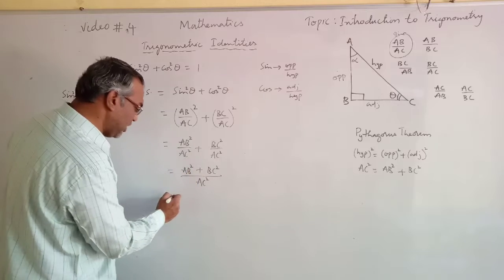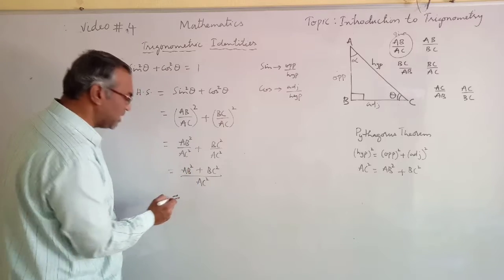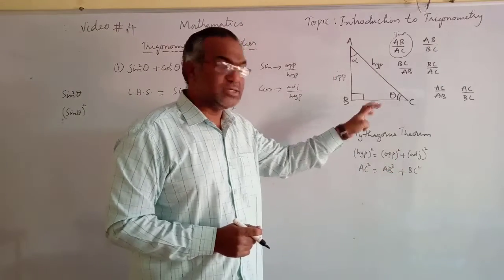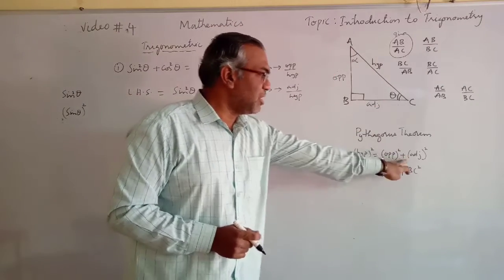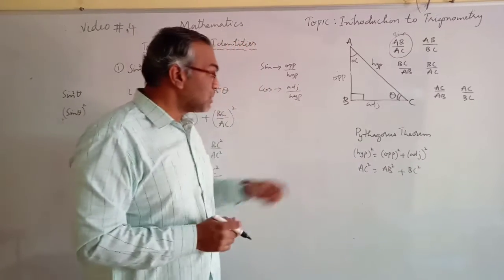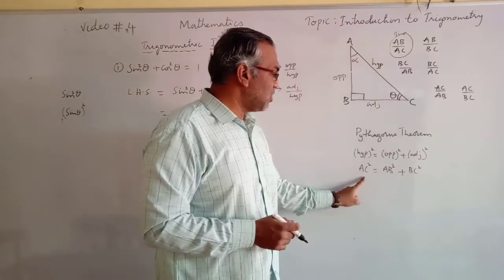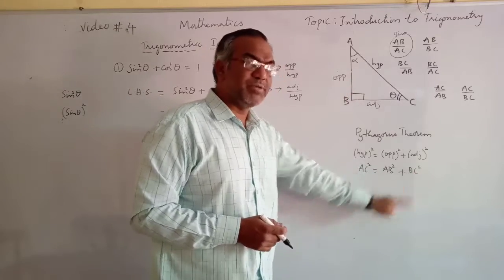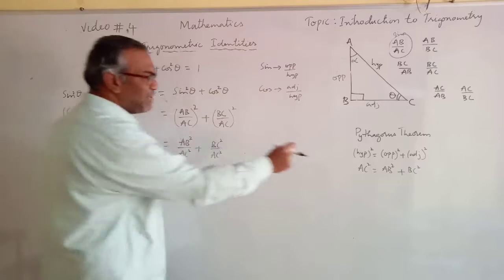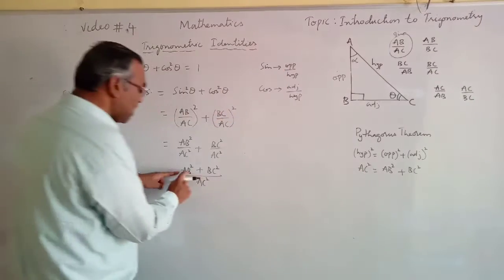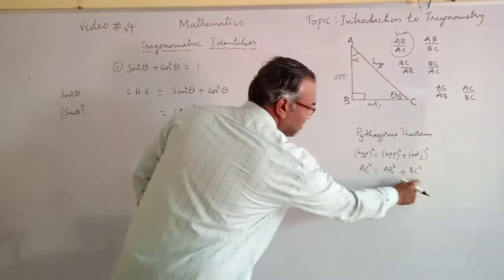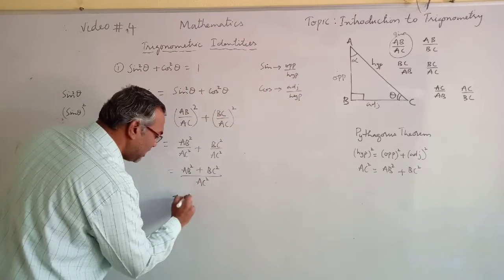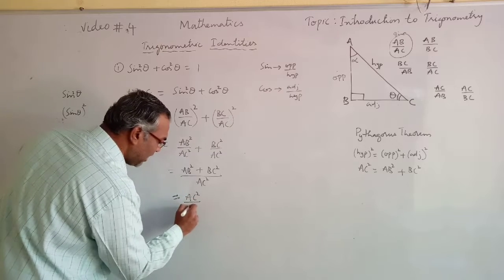Because plus here. So now, according to Pythagoras theorem, we know that in a right triangle, square on the hypotenuse is equal to sum of squares of other two sides. Therefore here AC square on the hypotenuse will be equal to AB square plus BC square. So by Pythagoras theorem we can replace AB square plus BC square, which is equal to AC square. So this can be replaced by AC square divided by AC square.